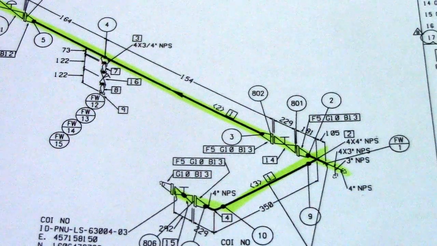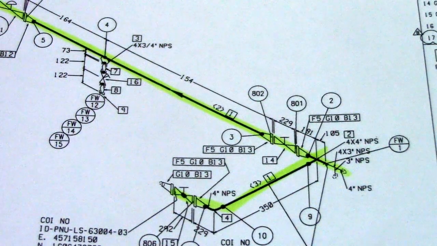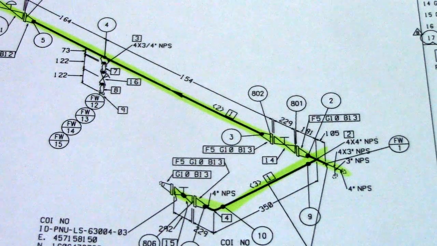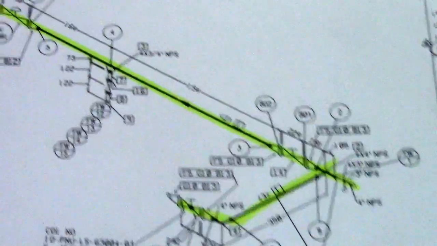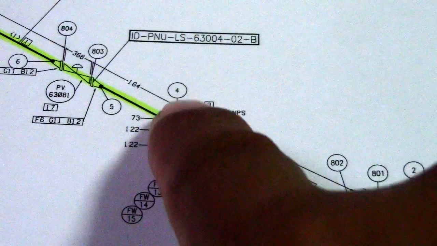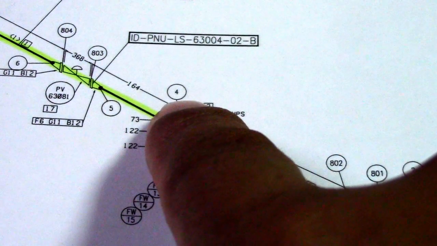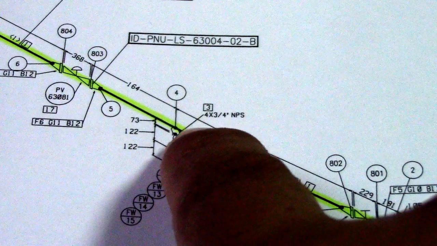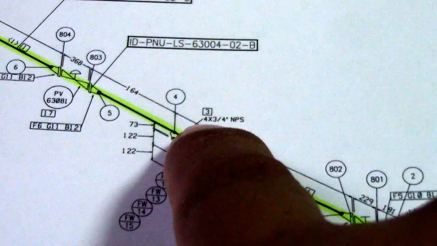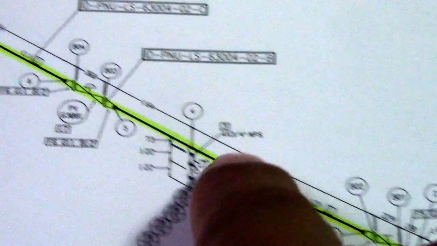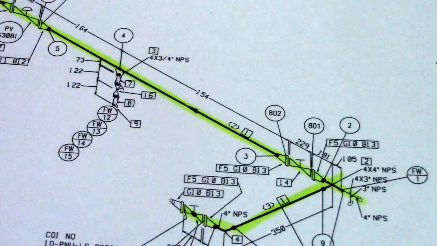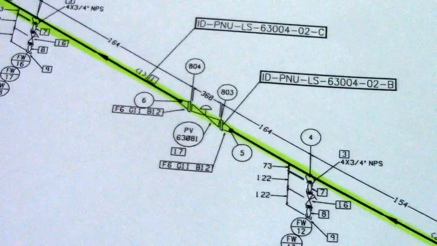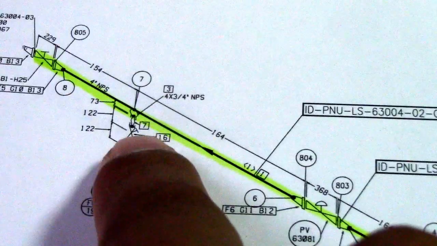We'll check also the sockolet. So this is one, number four. I mean, this is number three. The sockolet, 4 by 3/4 NPS, nominal pipe size. So this is a sockolet. 1, 2. They have two sockolets.